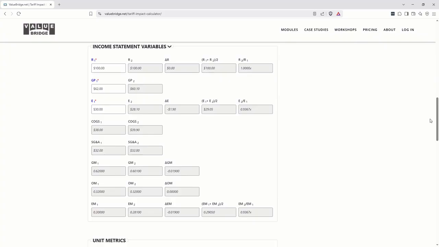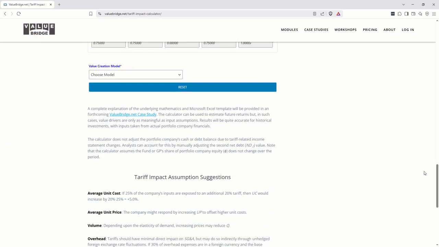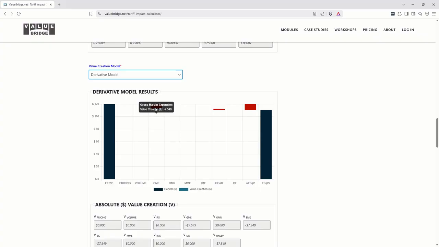When we scroll down to the income statement, we see that the gross profit margin decreases from 62% to 60.1%. COGS increases from 38 to 39.9, and EBITDA decreases from 30 to 28.1. Turning on the chart shows that 7.5 of the loss comes from lower gross profit margins, and another 1.6 comes from gearing because the modest leverage in the deal causes equity to fall a bit faster than the enterprise value.